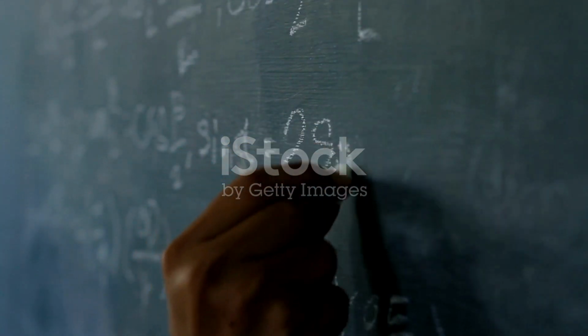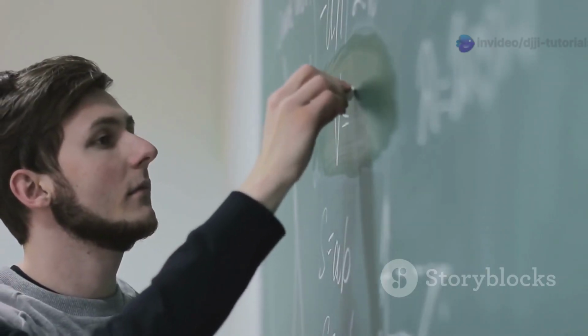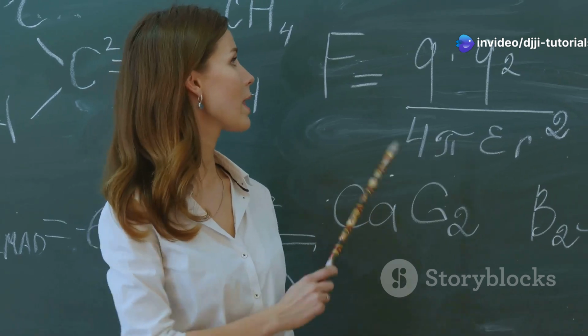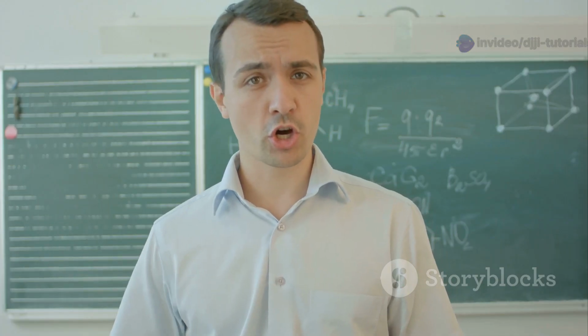Alright, here's a breakdown of the process. First, we need to understand like terms. Like terms have the same variable or variables raised to the same power or powers. For example, 3x squared and -2x squared are like terms, but 3x squared and 3x are not.